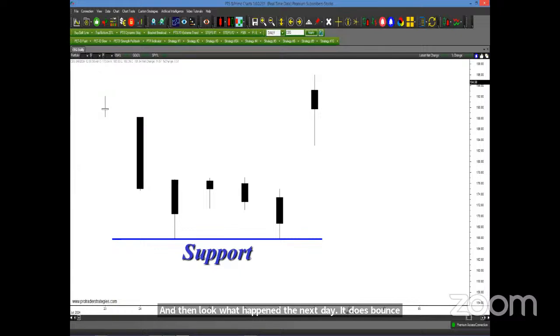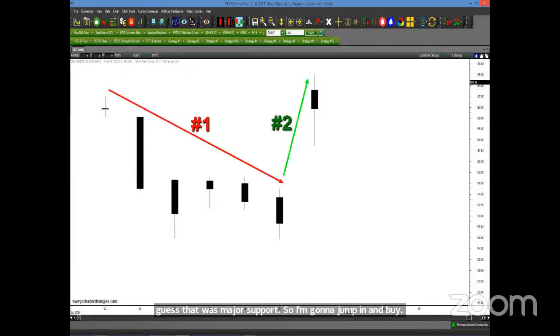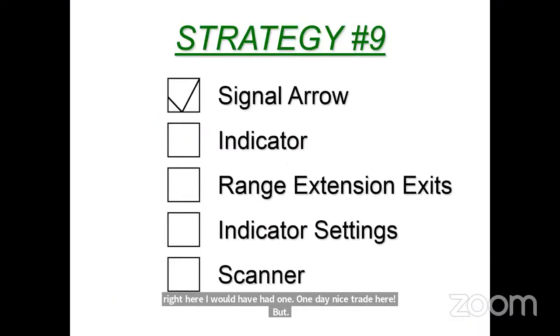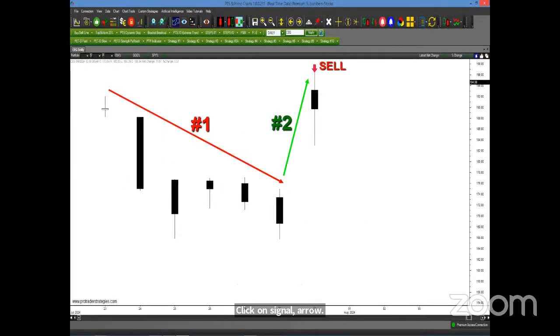So you say to yourself, wow, that guy was right. I guess that was major support. So I'm going to jump in and buy. Okay? But look what happened. If you're a strategy number 9 student, you would have said, no, this is not at all a buying opportunity. This is a selling opportunity. Sure, if I would have bought right here, I would have had a one-day nice trade here, but actually, I want to see if I should sell. Click on signal arrow, and yes, so that is a selling opportunity.